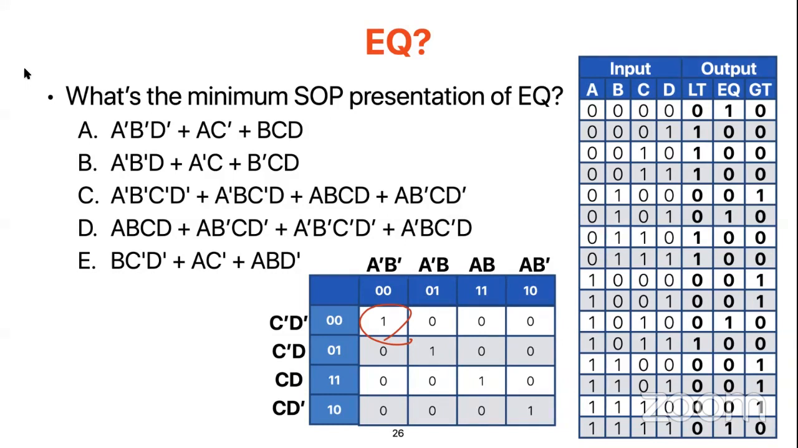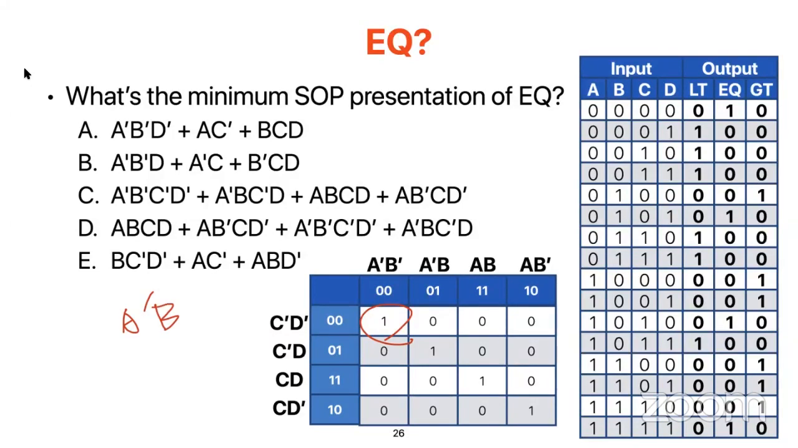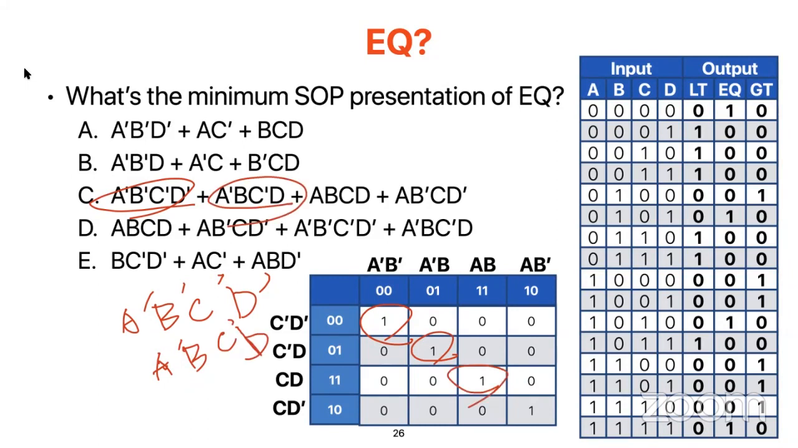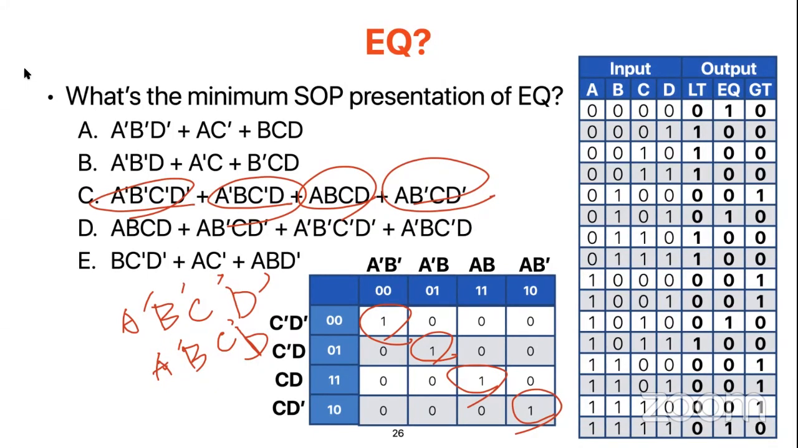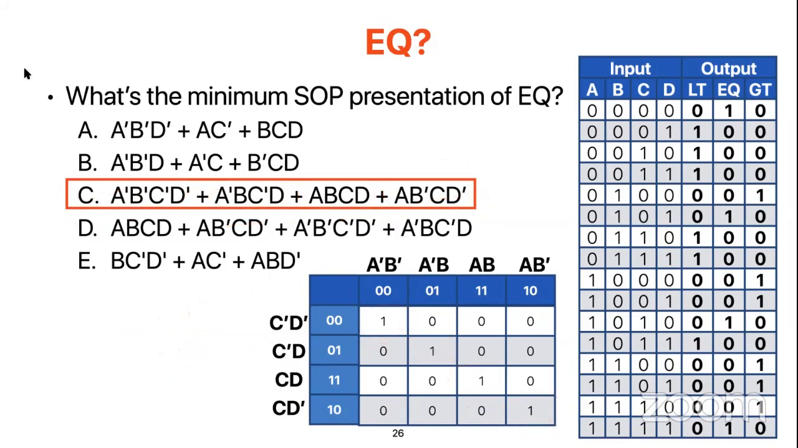Yeah, that's correct. It's A prime, B prime, C prime, D prime. Okay, so it's indeed here. And how about this one? A prime, B, C prime, D. So A prime B, C prime D. Okay, it's here. How about this one? A, B, C, D. Okay, how about this one? A B prime, C, D prime. Okay, so we know these two are both the right answer. I will update my slides later.